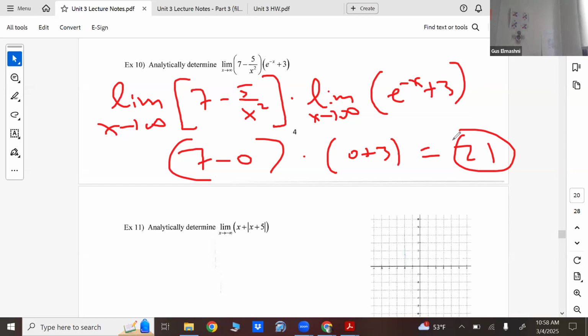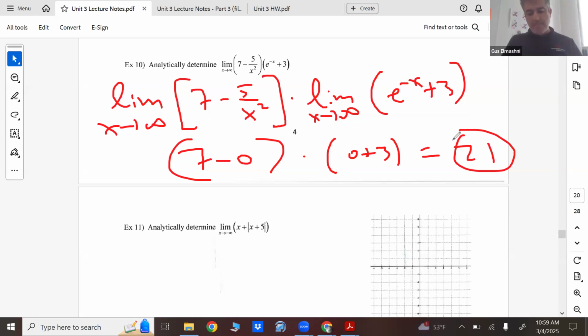You can multiply them, because each has its own unique limit, that's fine. That's 7 minus 0. The other one is 0 plus 3, because e to the negative x is decay. 7 times 3 is 21. So don't overthink it. They're really straightforward. Okay, last one of these before we talk about vertical asymptotes. I'm not going to do the squeeze theorem today. I'll leave that out.